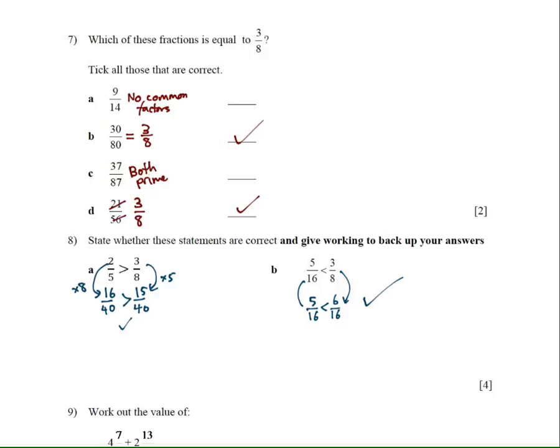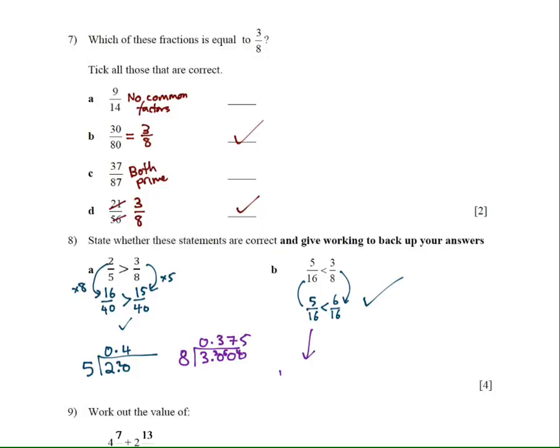The other method that some people went down was to turn their fractions into decimals, which was also a good move. So 5s into 2 go 0.4 times, using bus stop method. 8s into 3, well, 8s don't go into 3, 8s into 30 go 3 times, remainder 6, 7, remainder 4, so it's 0.375. So indeed you can see that 2/5 is bigger than 3/8.